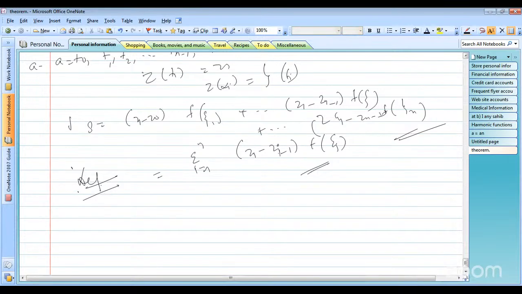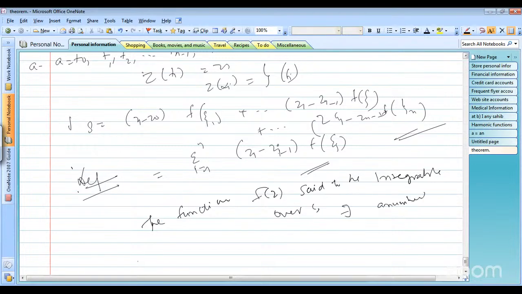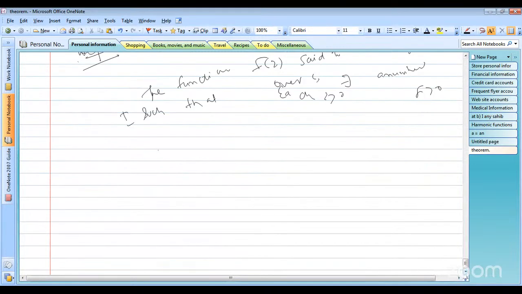One definition I'm writing here. That is, the function f of z is said to be integrable over C if there exists a number I such that for each epsilon greater than 0, there exists a delta greater than 0 such that this condition is satisfied: modulus of S minus I less than epsilon.